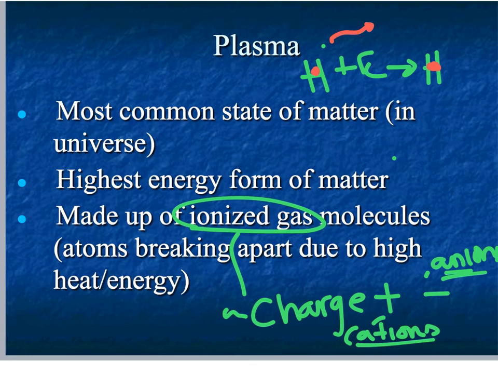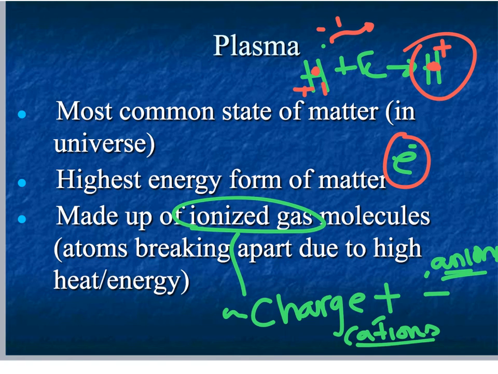So free-floating little electron. So here's the minus charge, and this guy over here is going to be left overall as a +1, because protons are +1, electrons are -1. So if I get rid of the little negative guy, I'm left as a positive. So this right here is what we call ionized matter, and that's what plasma is. Okay, atoms breaking apart due to high heat energy. All right, so that's all you need to know for right now. I hope this was helpful.